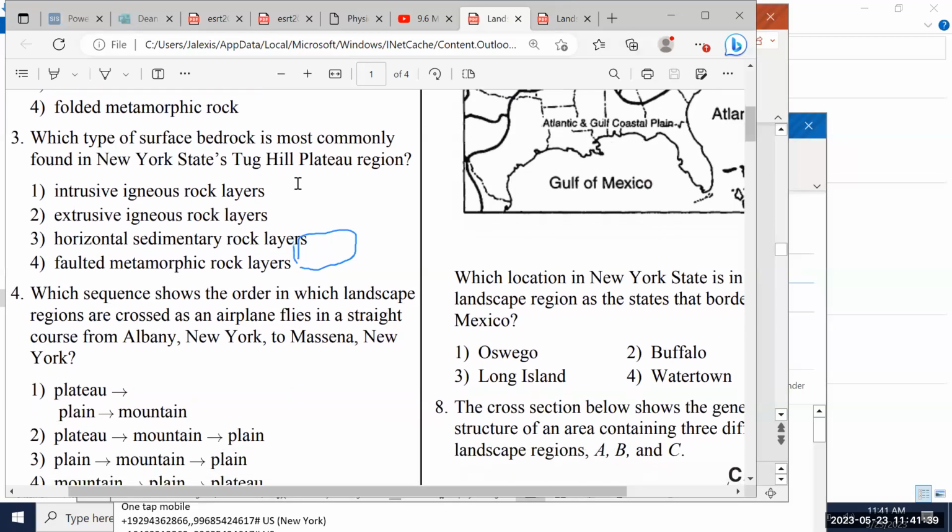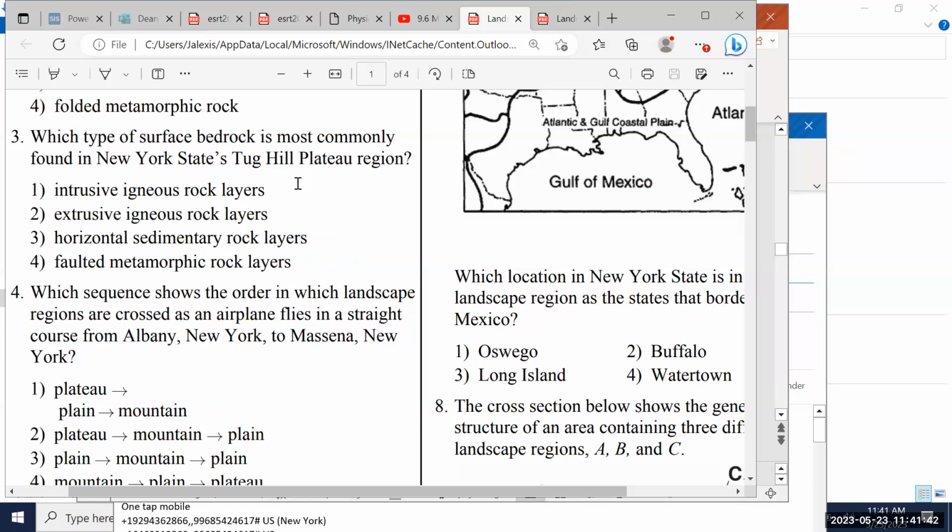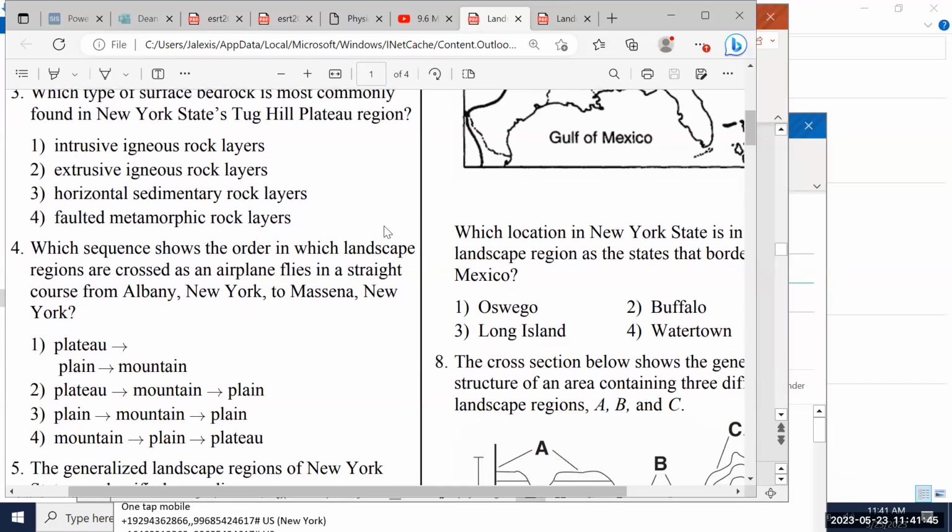Let's take a look at number 4. Number 4 says, which sequence shows the order in which landscape regions are crossed as an airplane flies in a straight line course from Albany, New York to Massena, New York. All right. So I'm going to go from Albany to Massena. So what page in the reference tables will I be able to see this? I'm going to be looking at page 3.